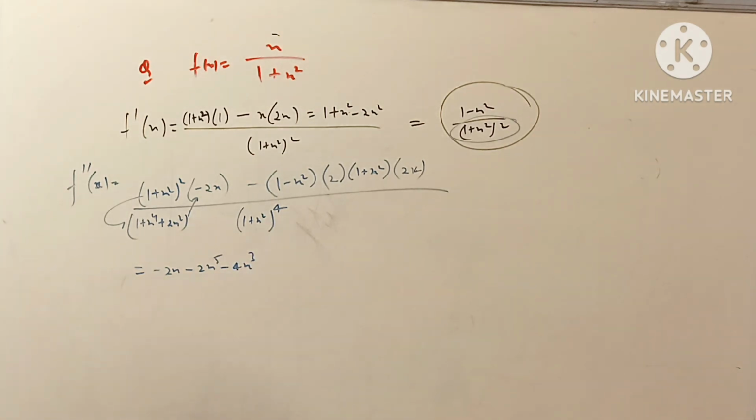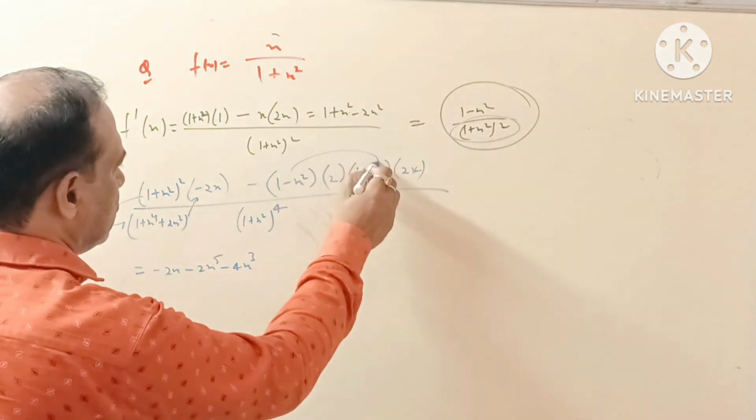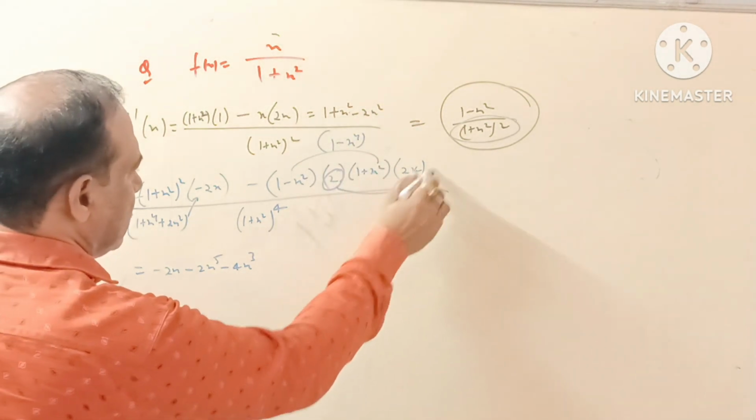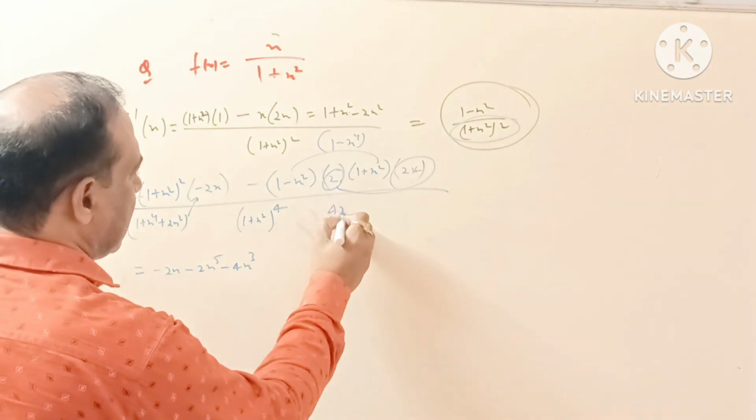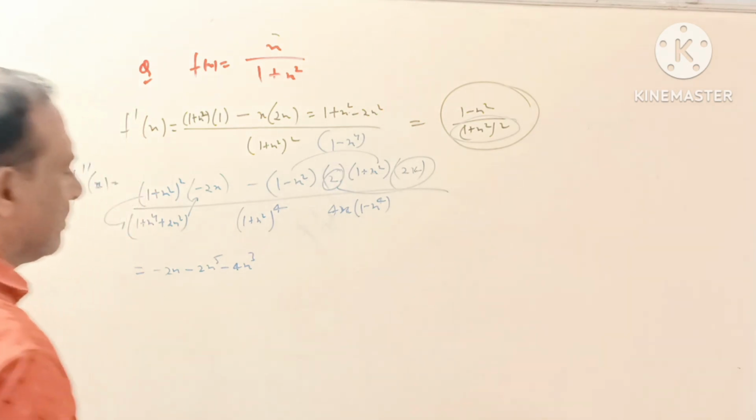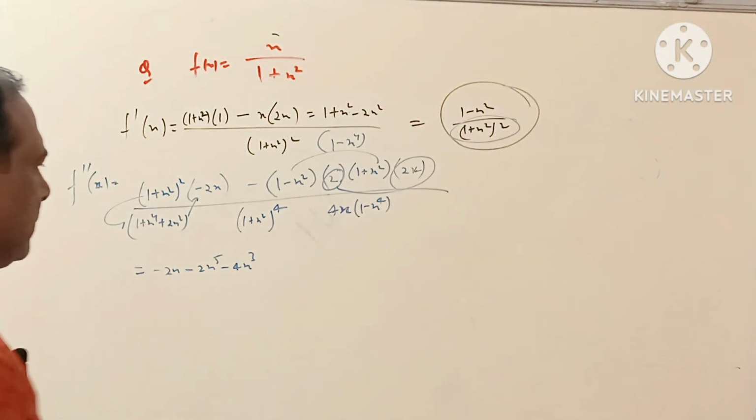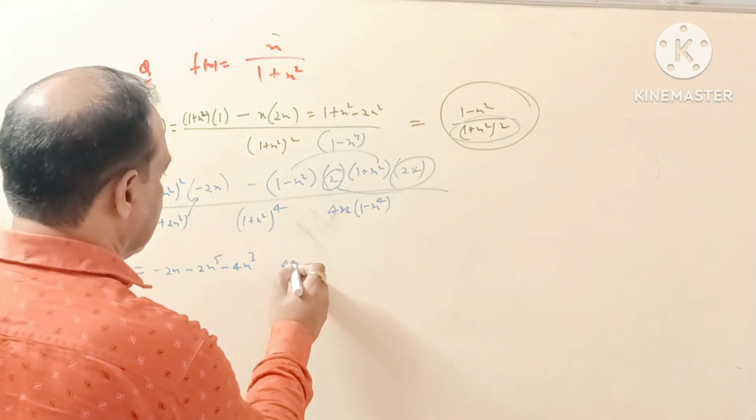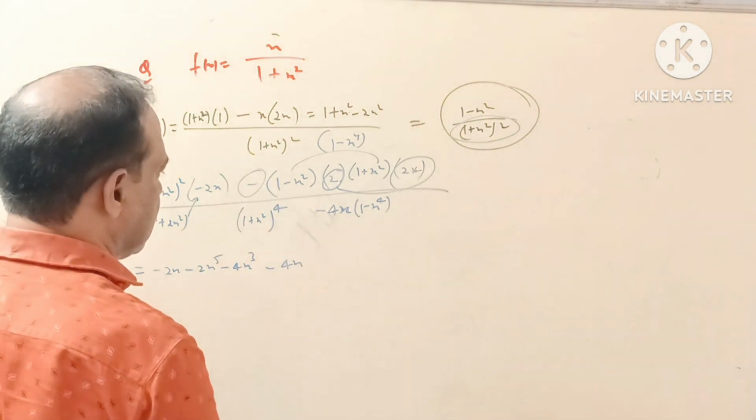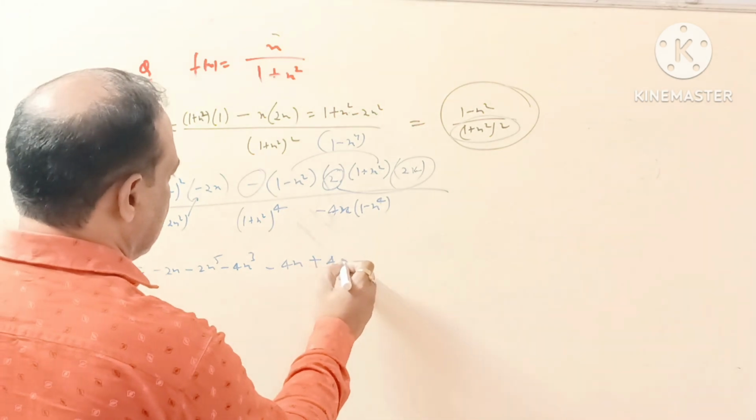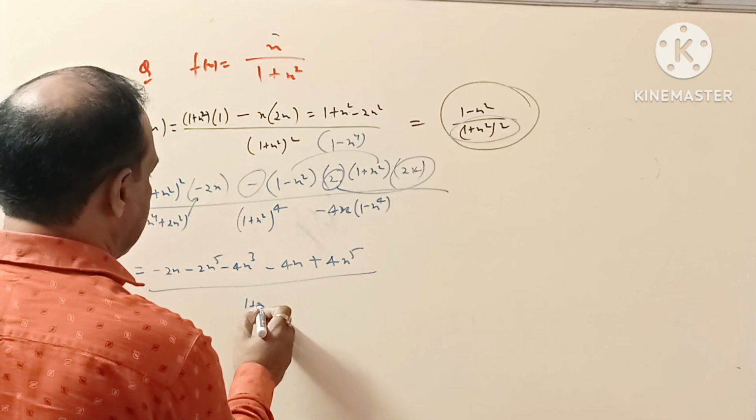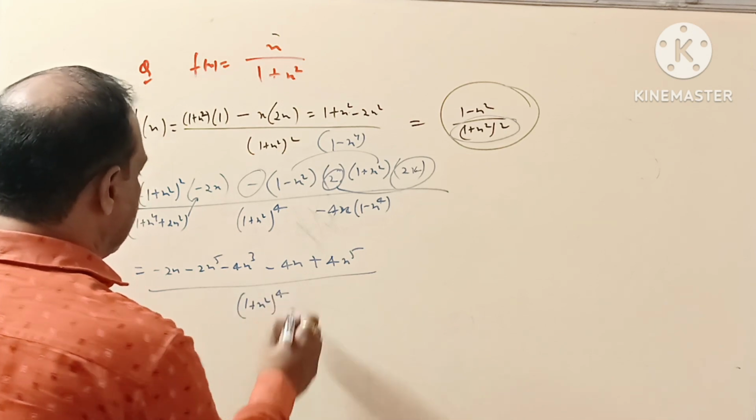Here this is the part. Now here if I multiply these two, I will be having 1 minus x raised to power 4, and this will give me 4x. Okay, this is like this, 4x multiplied by 1 minus x raised to power 4. Now if you multiply this, you will be having minus 4x, because the minus is outside, and here this will give you 4x raised to power 5, and the denominator will be having 1 plus x square whole raised to power 4.